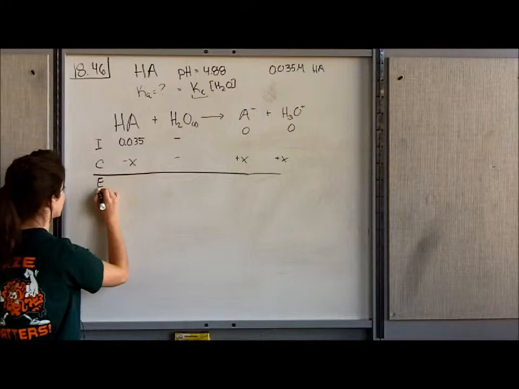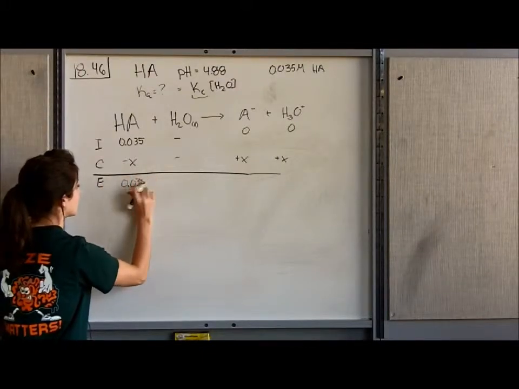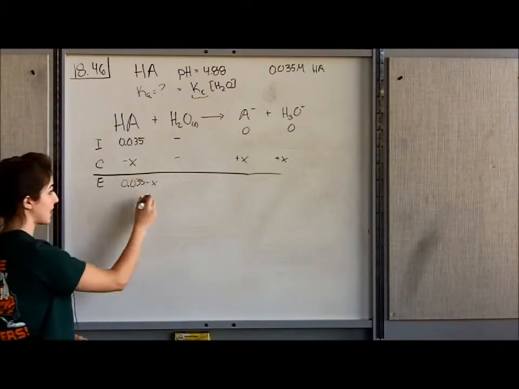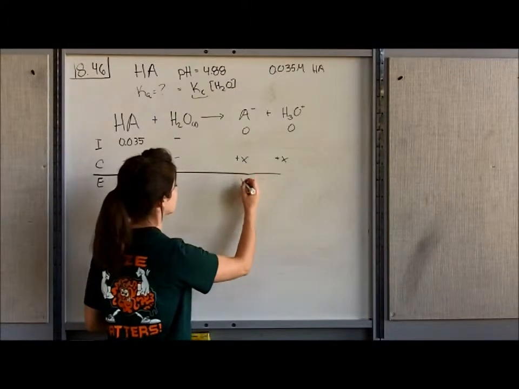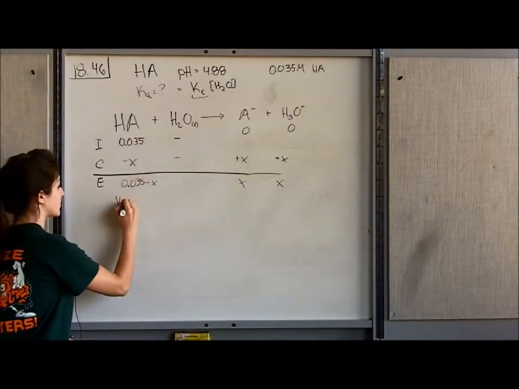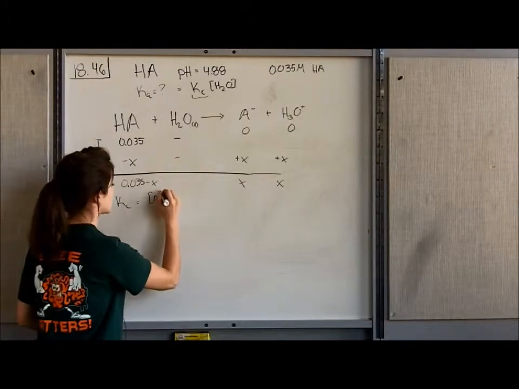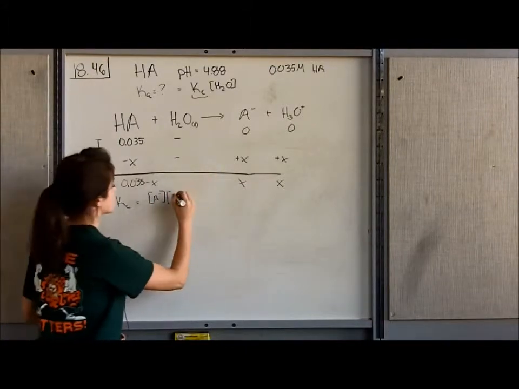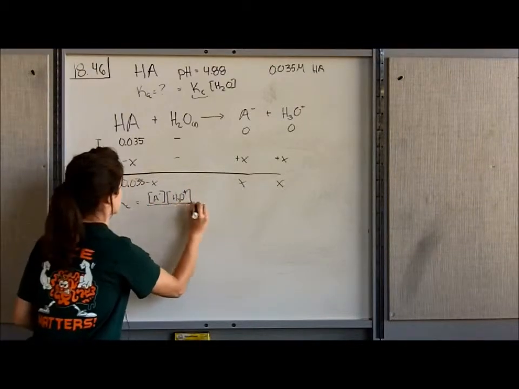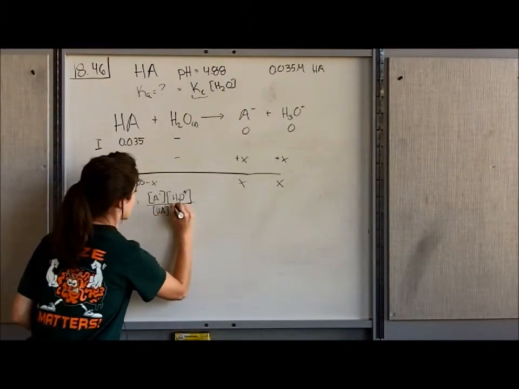And so your equilibrium concentration is going to be 0.035 plus the change, which is negative X, so it's 0.035 minus X, and then your ion over here is going to be X, and H3O is going to be X. Now we can find your equilibrium constant, which is going to be the concentration of your products, A minus times H3O plus, over your reactants, which was your acid and water.